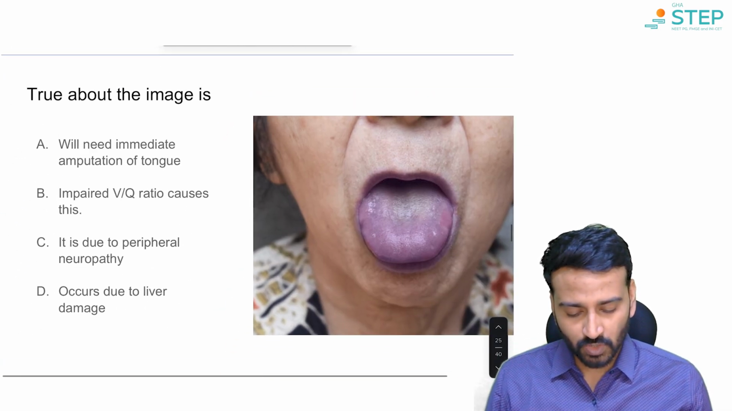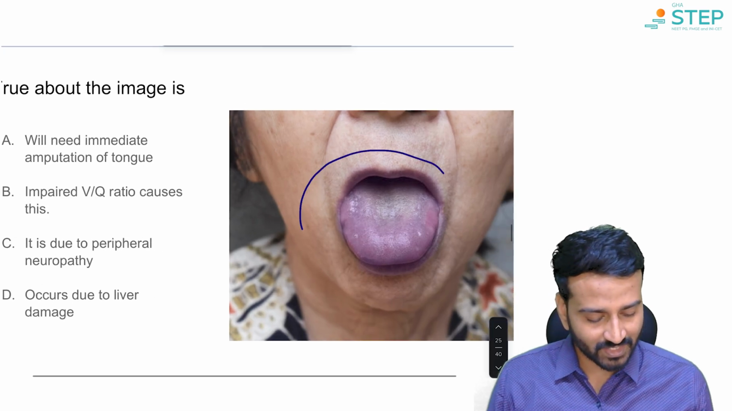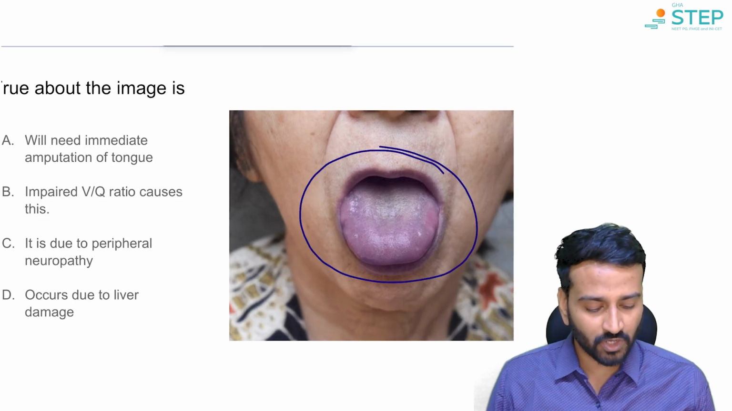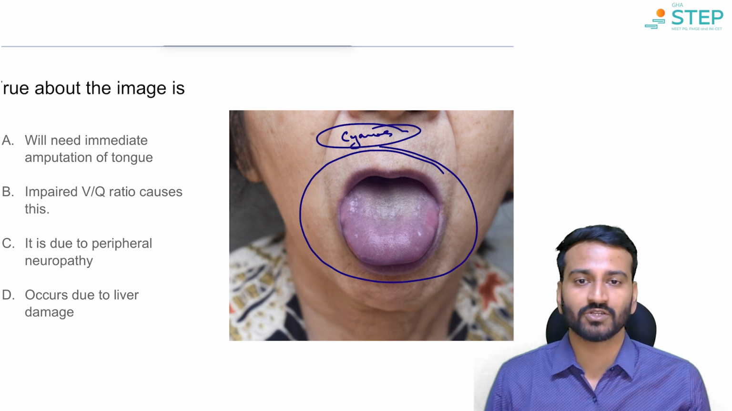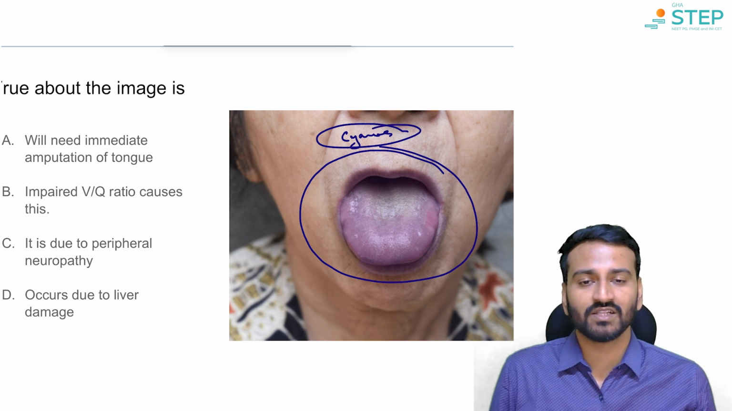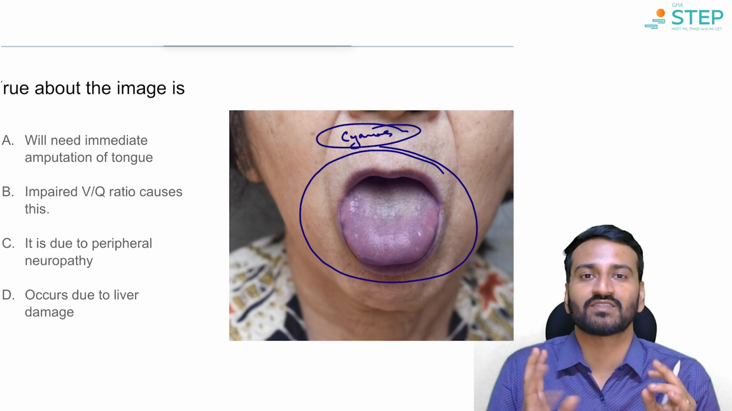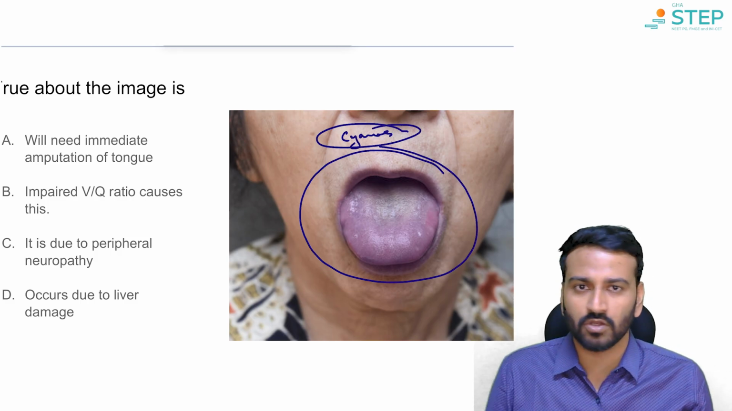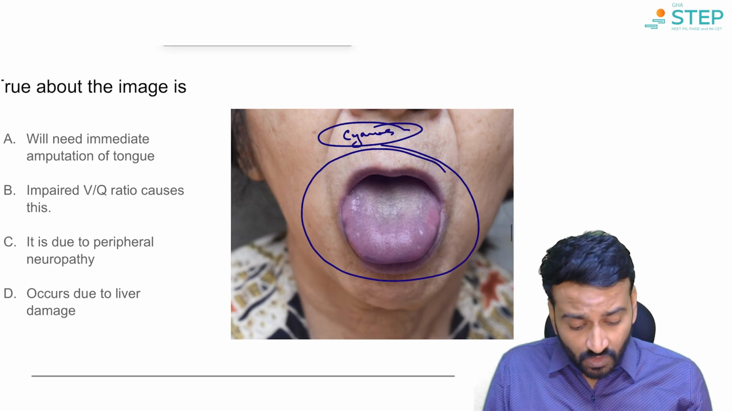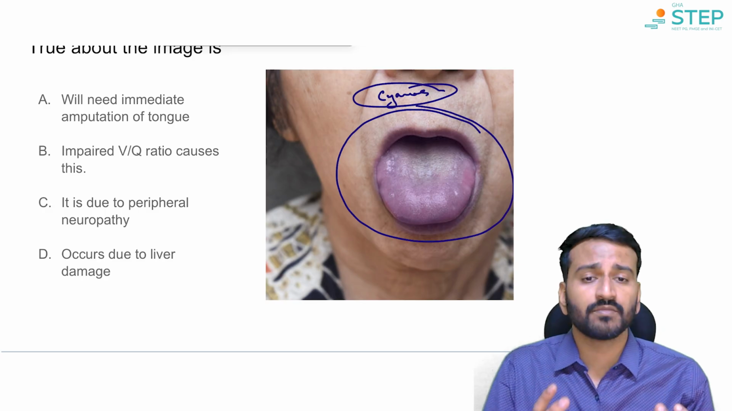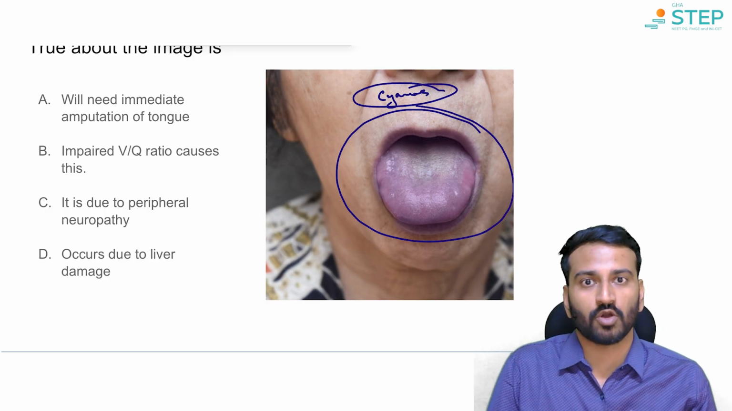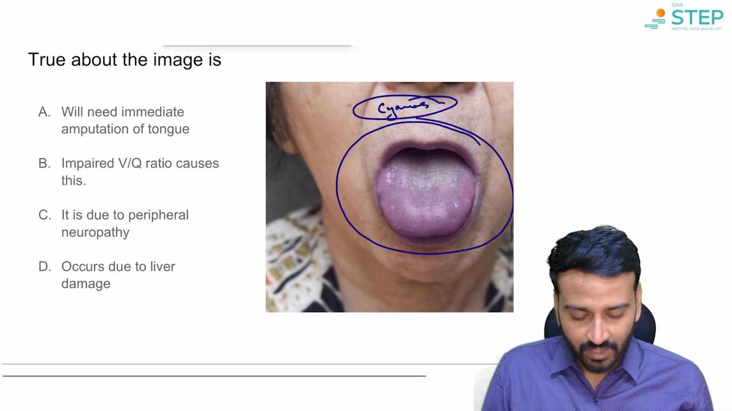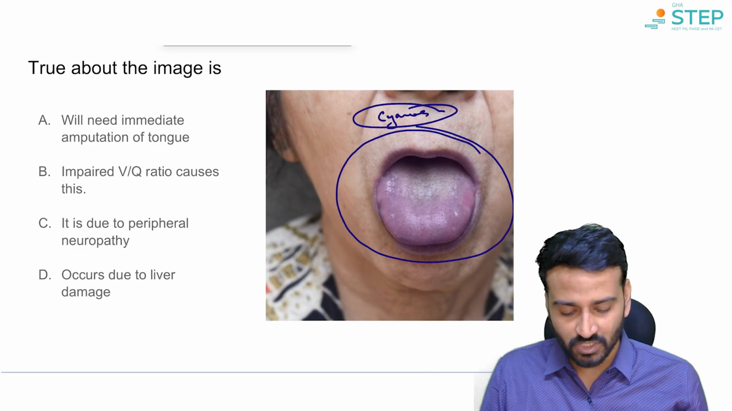Okay, moving ahead. True about the image is, see here we can see the bluish discoloration. We call it cyanosis. It is central cyanosis because it is in the tongue. Peripheral cyanosis is seen in the peripheries usually. Okay, the fingertips, nose, and all. Peripheral cyanosis can be due to cold also, Raynaud's phenomenon. You know, right? And true, this is central cyanosis.